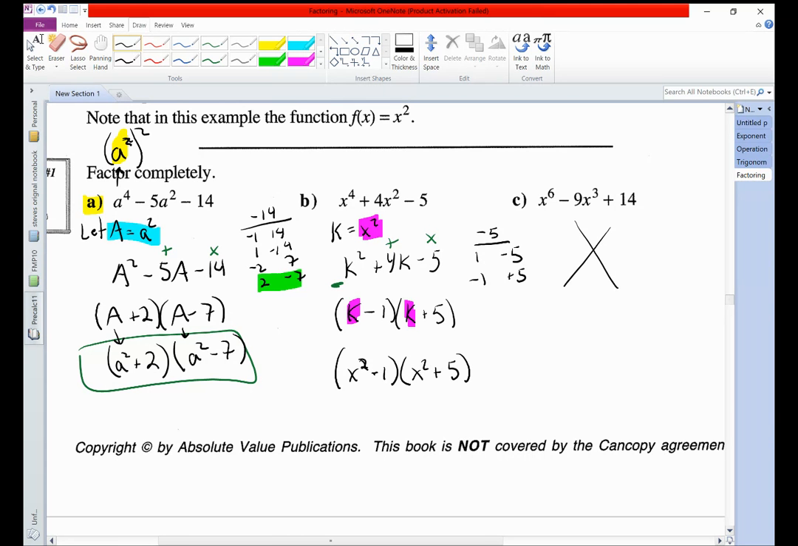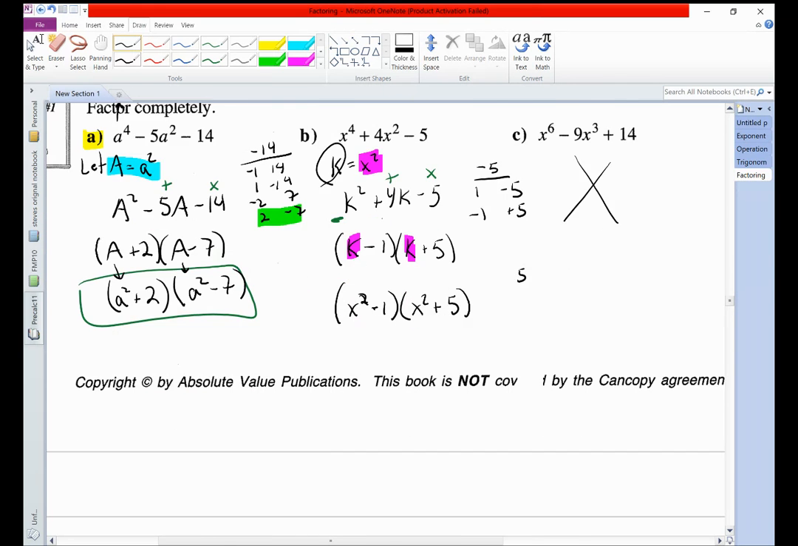So that's kind of the idea behind this unit, is subbing, or creating this variable here that we can sub in for x squared or a squared, solving our problem, and then rewriting it in terms of x squared.